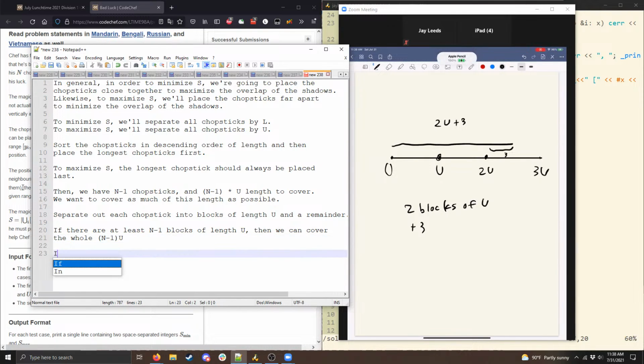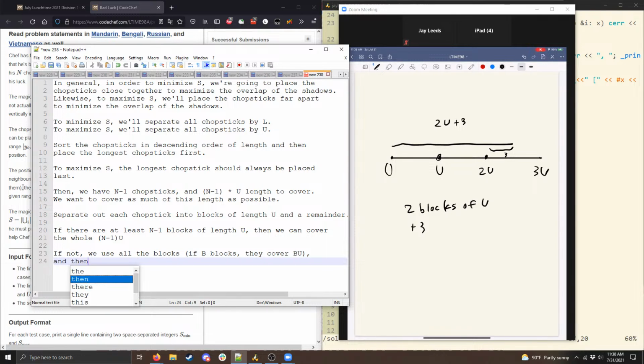And if not, what I claim is that we use all the blocks. So let's say if there are B blocks, they cover BU length. And then we fill the remaining n-1 minus B blocks with the longest remainders. So if we decided that this 3 was one of our longest remainders, then I would just throw out random blocks that we don't really care about at U and 2U, and then I would put the next important block at position 3U.